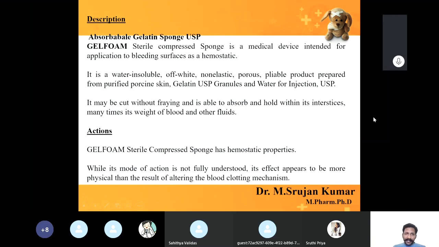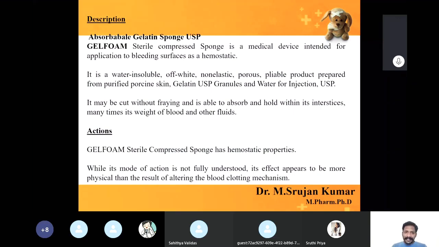Coming to the description of absorbable gelatin sponges. This absorbable gelatin sponge, the brand name is Gel Foam. It is available in the market under the brand name Gelatin Gel Foam. This absorbable gelatin sponge has been included in the USP Pharmacopoeia. That's the reason the name has been given as absorbable gelatin sponge USP.